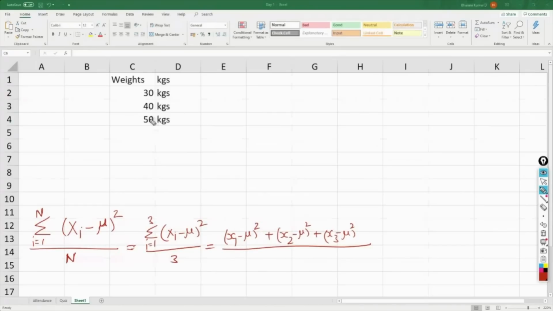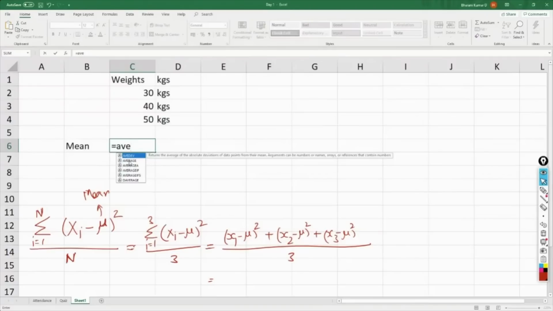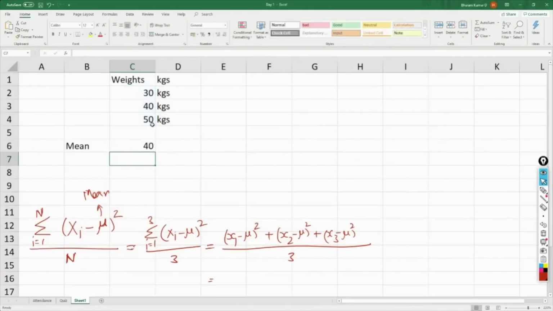Assuming that we have only 3 people on the planet, Adam, Eve, and their kid. Assume for now that this is a population. So you need to know what this mu is. Mu is nothing but mean. So how do we calculate mean? We already know that. So let's calculate the mean. Mean or average of these 3 numbers, you get 40, units is kgs.